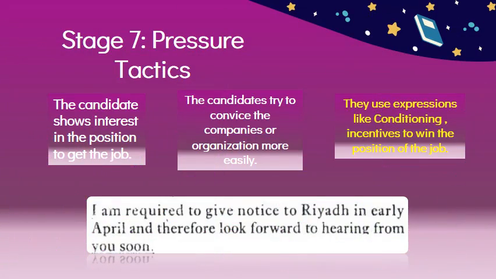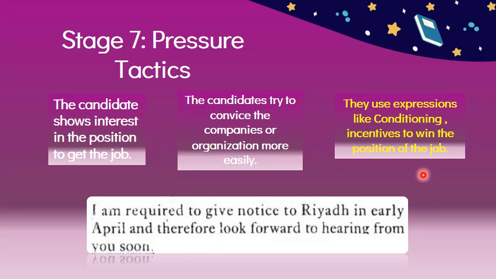Okay, we have stage number 7. It's necessary that you use pressure tactics. What is referred to here? The candidate shows interest in the position to get a job. So you need to try to convince the company or the bosses that you are the right person for the job. You can use expressions like conditioning and incentives to win the position.